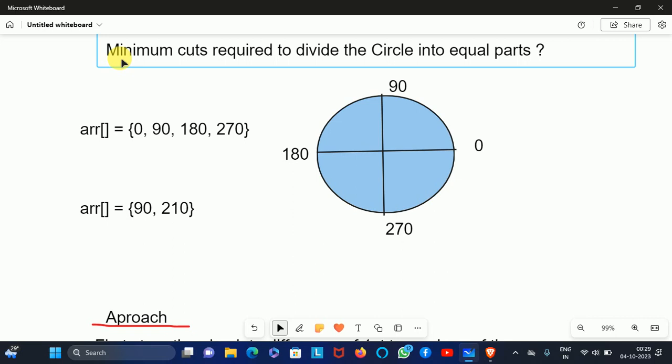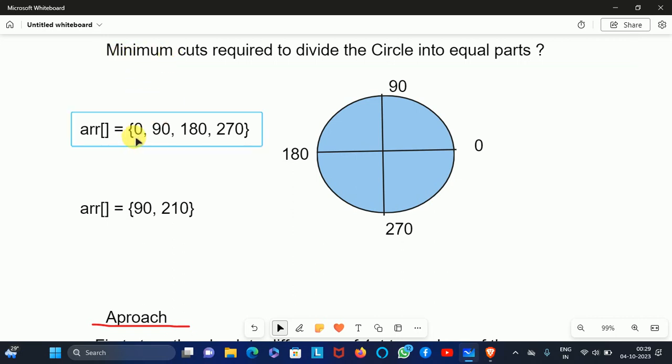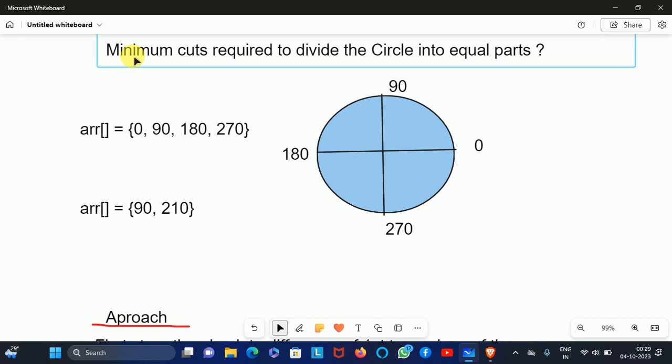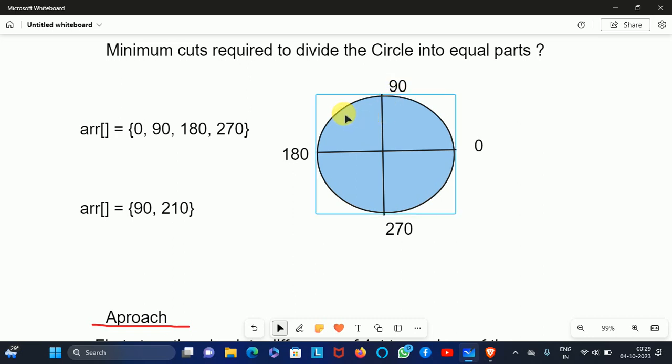We are given an array, and we have to find the minimum cuts required to divide the circle into equal parts. Given an array, let's say ARR, which represents different angles at which a circle is cut, the task is to determine the minimum number of more cuts required so that the circle is divided into equal parts. And one thing is also given: the array is unsorted in ascending order.